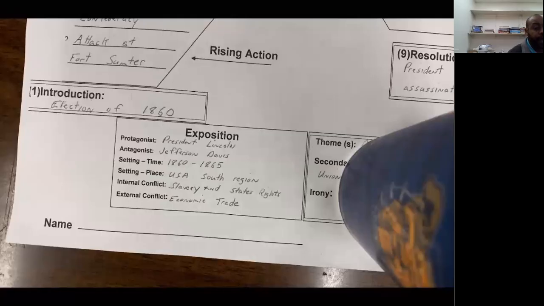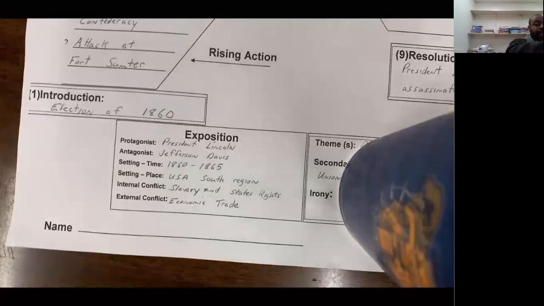The external conflict, again, is the economic trade with Europe. That's one thing that's pushing it, because we need the cotton. Europe buys a lot of our imports from American cotton. It's a big business, and this is what's fueling this independence and this lifestyle.